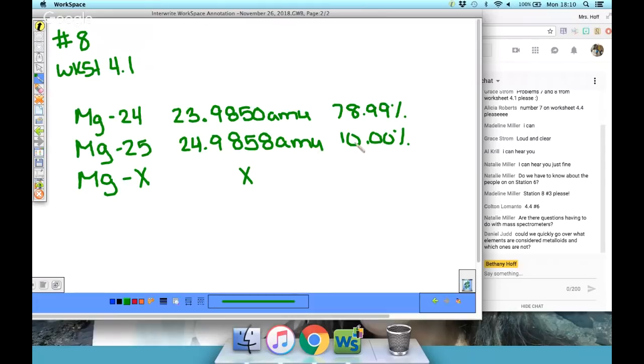Now we can easily find out the percent abundance because there's only 3 isotopes, so we know that those 3 isotopes have to add to 100%. So if we add these 2 together and we subtract it from 100, we end up getting the percent abundance to be 11.01%. And we are told that the total atomic mass of all of these is equal to 24.30 AMUs.